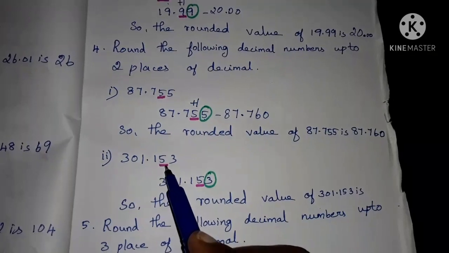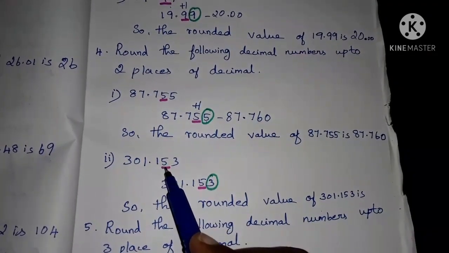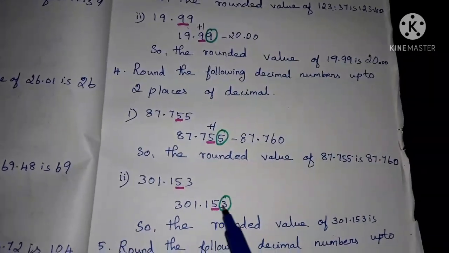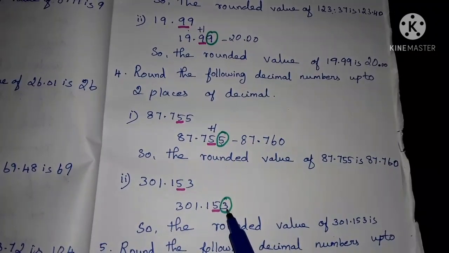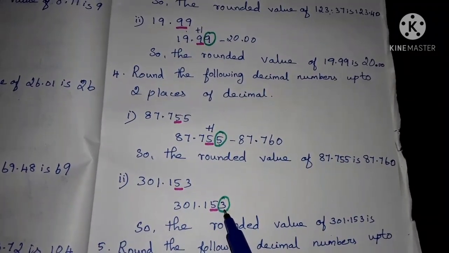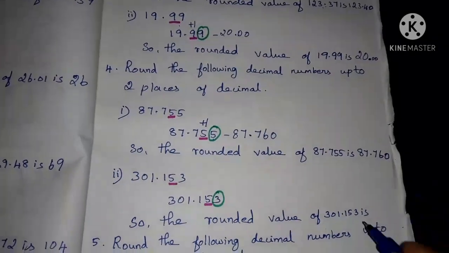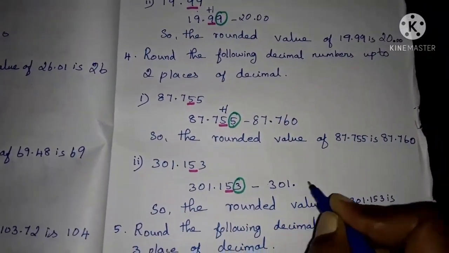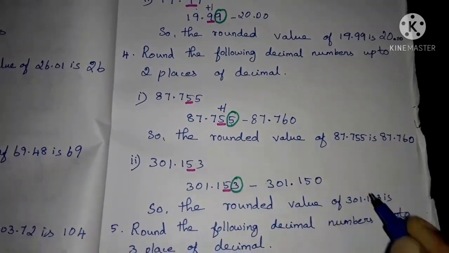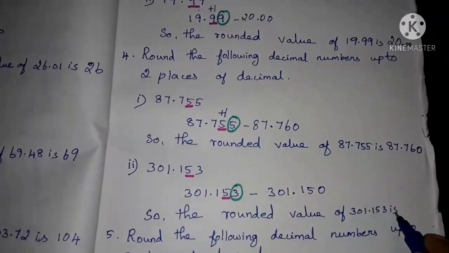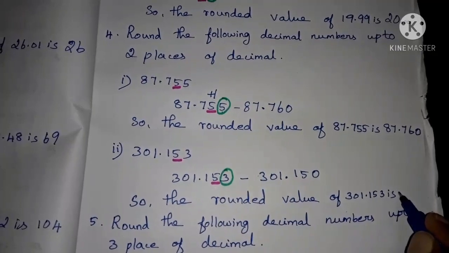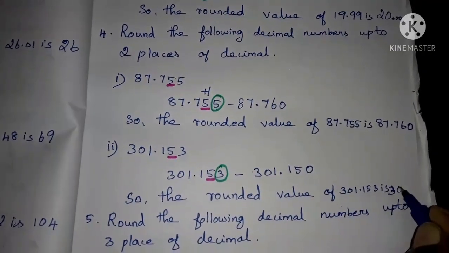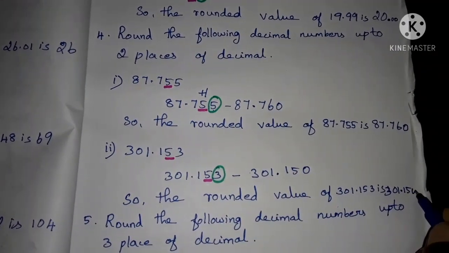Next, 301.153 up to 2 places. So we underline the second place. The right side of the underlined digit is 3, yes, less than 5. Less than 5 means it remains the same. 301.150. So the rounded value of 301.153 is 301.150.